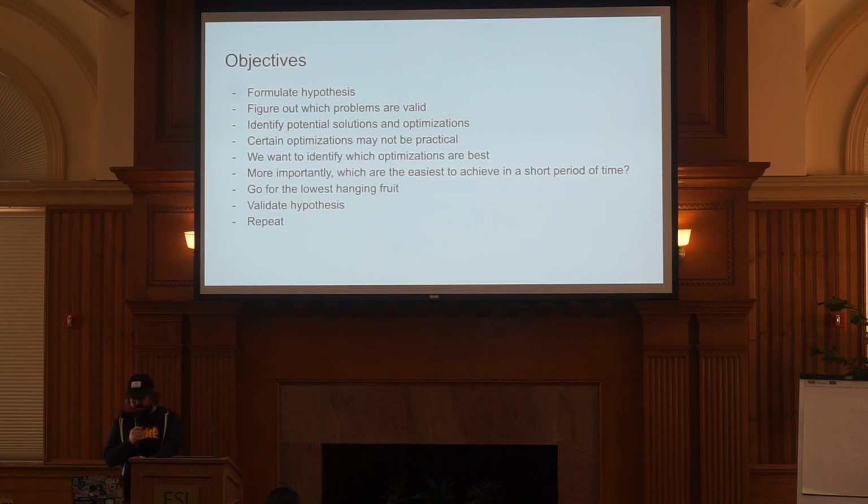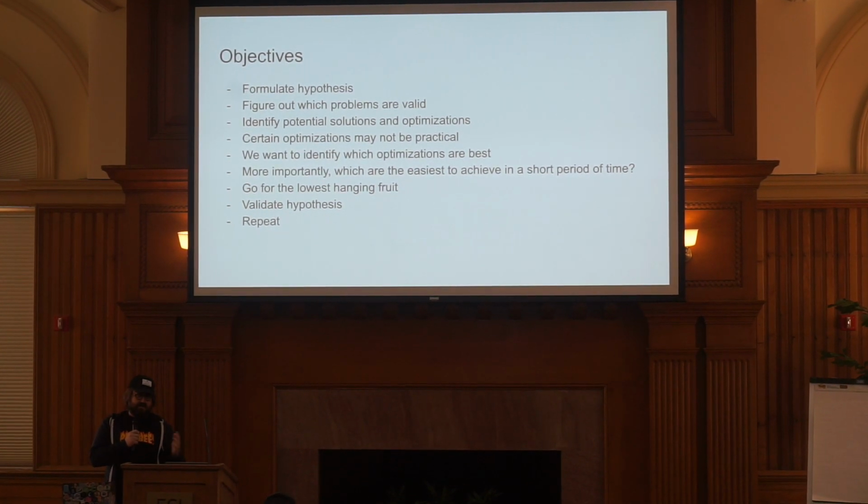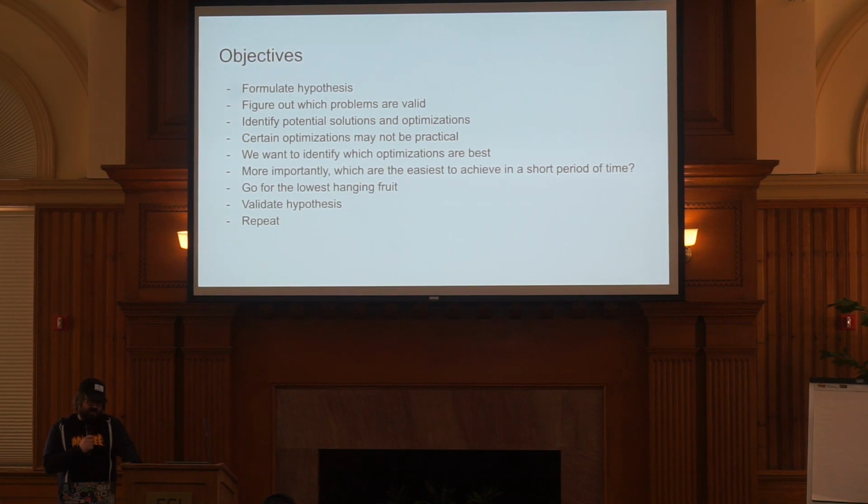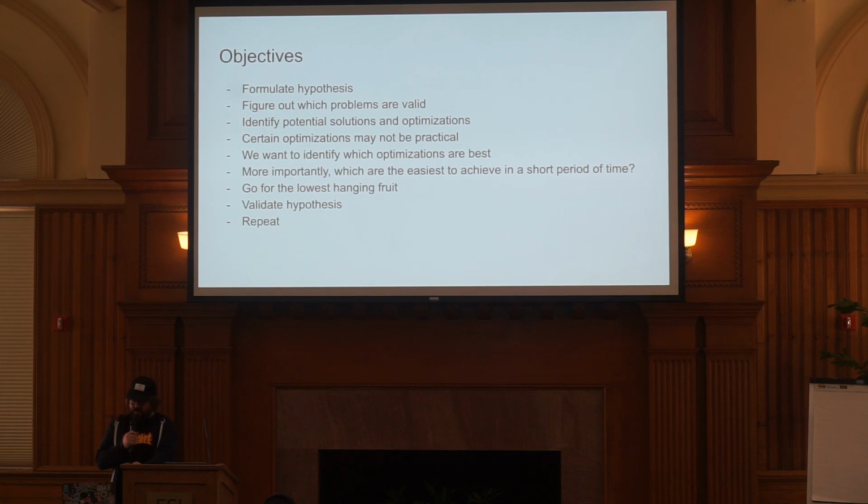Obviously first we want to formulate our hypothesis and figure out which problems are valid, what's worth spending our time on. And this isn't about any one particular project or issue at hand. It's just in general, obviously time is of the essence for us, and that's the whole point of this. So we need to identify potential solutions and optimizations for these problems after we establish their validity. Certain optimizations may not be practical. We're presenting a lot of stuff, and it's a great idea, but we're trying to come up with short-term solutions. So I think we should target low-hanging fruit: which optimizations are the best and which are the easiest to achieve and implement in a short period of time, and then just repeat this process going down the list.